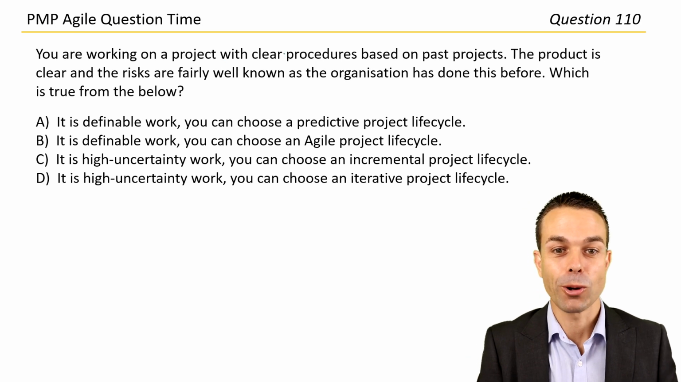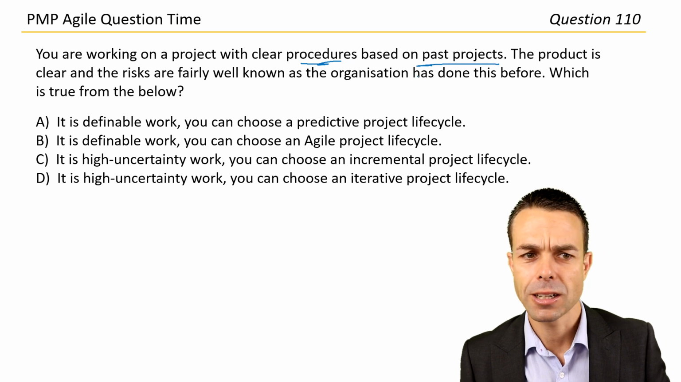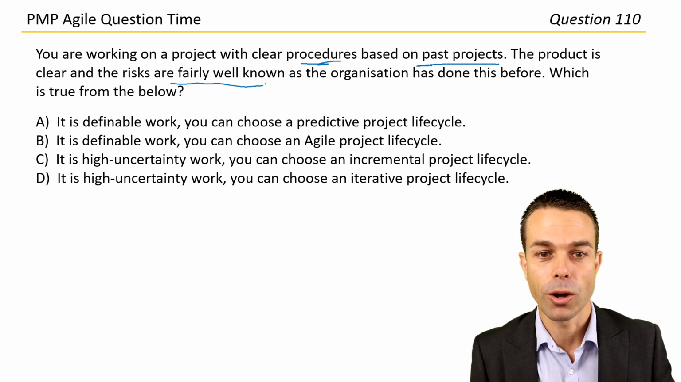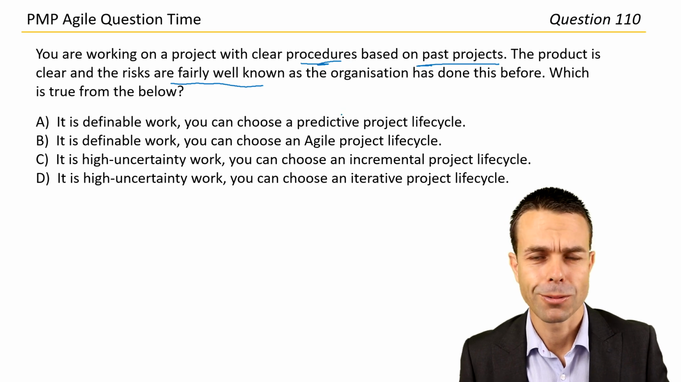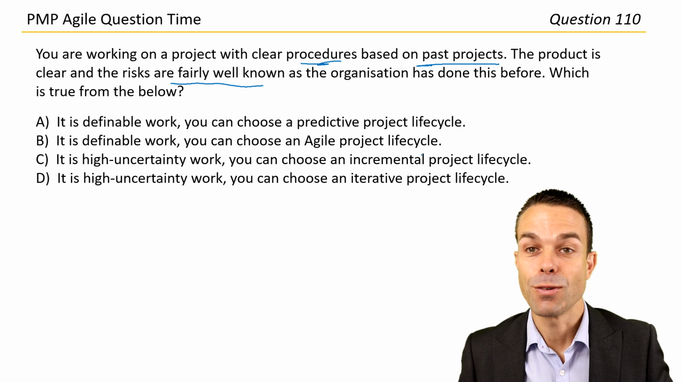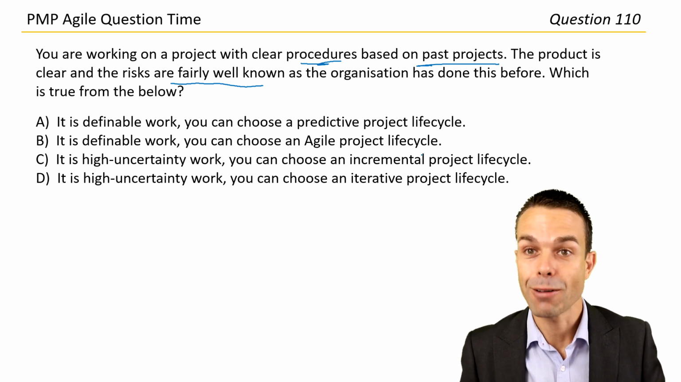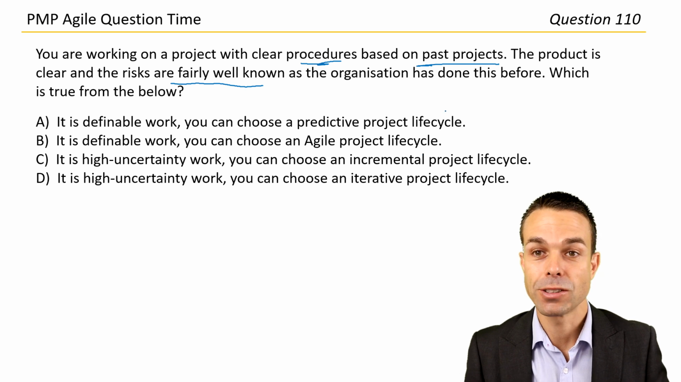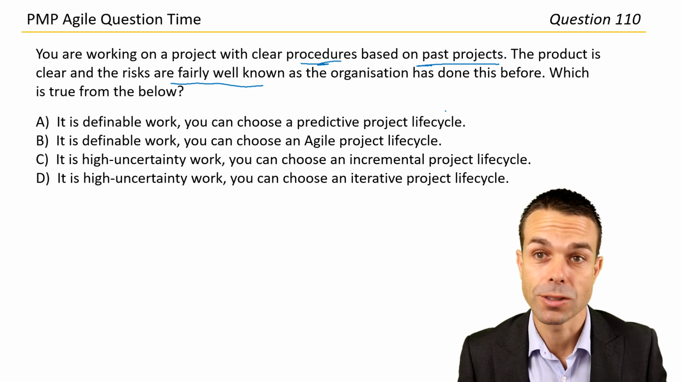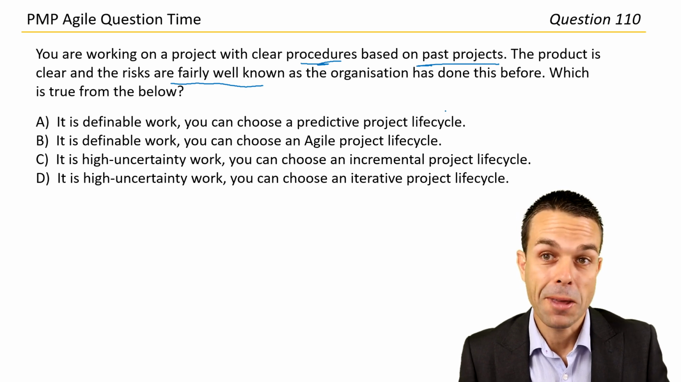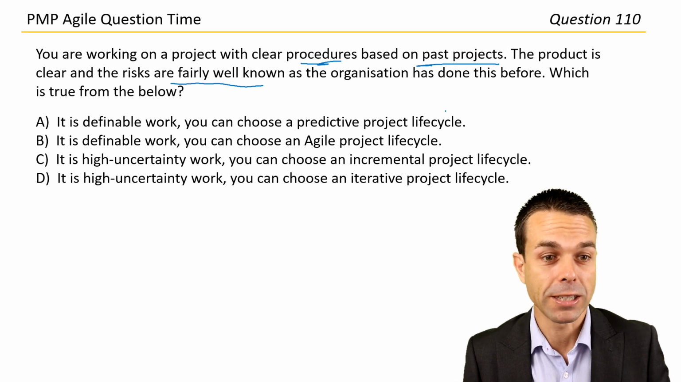Okay, you're working on a project with clear procedures based on past projects. The product is clear and the risks are fairly well known as the organization has done this before, which is true from the below. Wow, this sounds good. And if it's low risk and low change, what can we use? Well, we don't have to use Agile in this case because it's not a high change environment. Agile is used to respond to change. And if we don't have to do that, we can use a predictive or a waterfall method. So that is a really key piece of information.